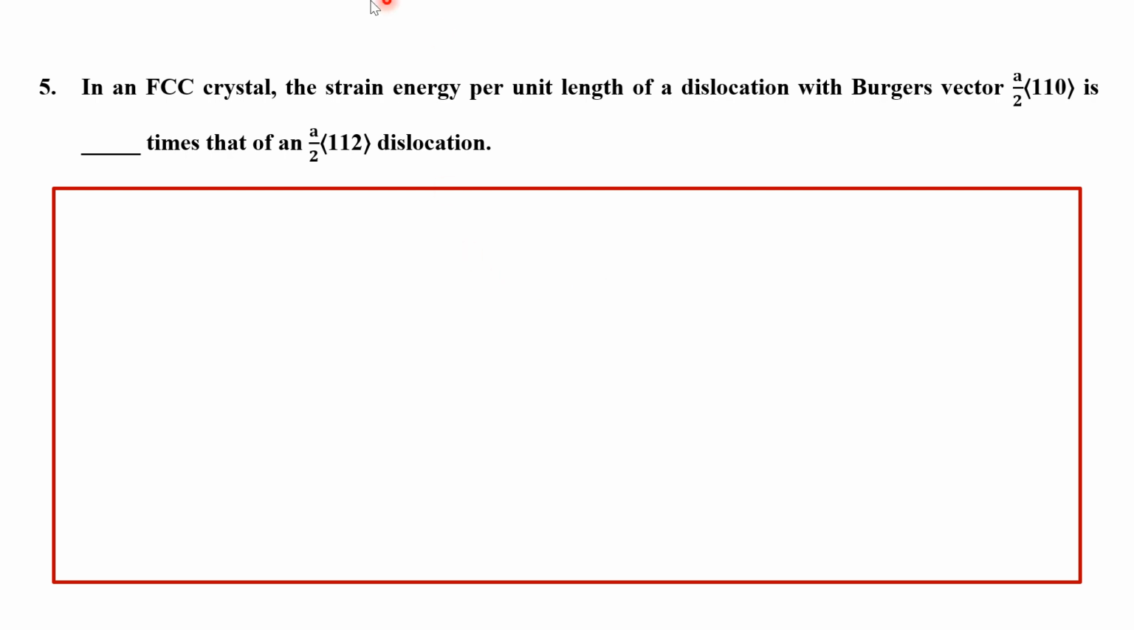So next is, in an FCC crystal, the strain energy per unit length of dislocation with Burgers vector a/2 <110> is what times that of an a/2 <112> dislocation. So these are basically two families of directions that are given to us, and we need to find the strain energy per unit length of dislocation. First we need to know that materials have defects known as dislocations, and they have distortional energy associated with them. So how do we calculate this distortional energy?